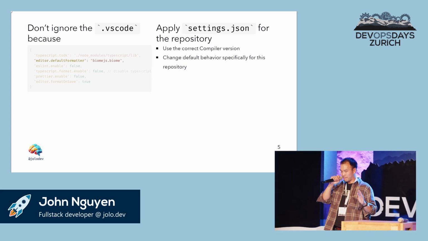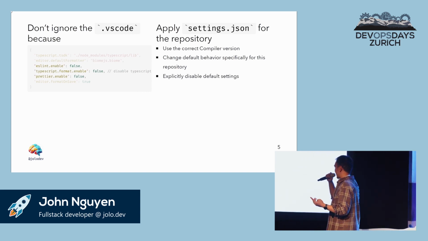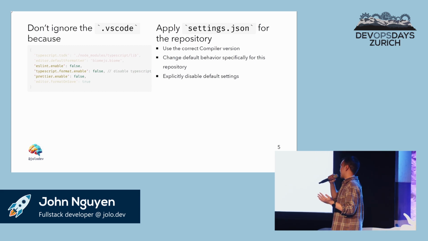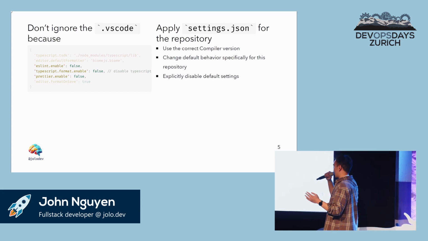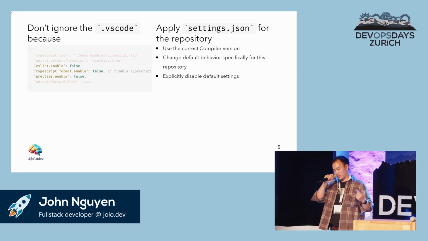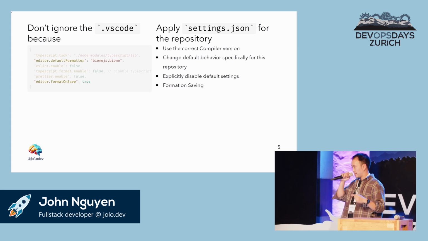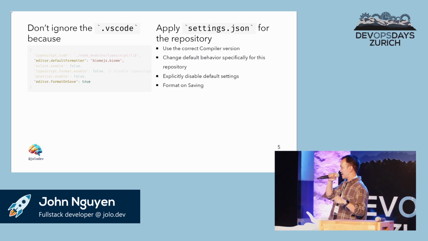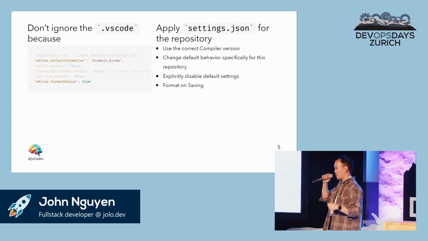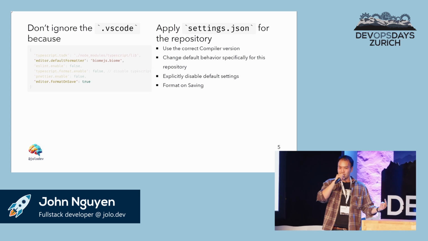So I messed up because I had some default settings, and my ESLint and my Prettier were enabled. That's why I messed up the code. I can explicitly disable them by using the false boolean, and set format on save. When I hit the save button, it will automatically format my code according to the formatter I have specified.